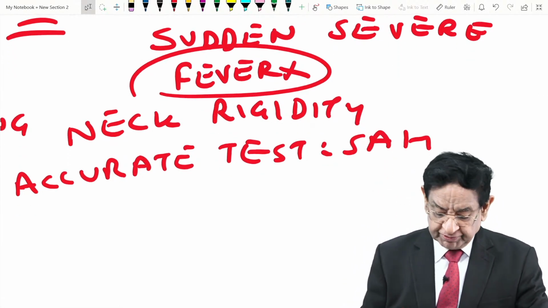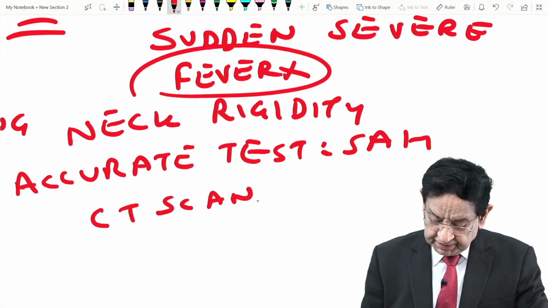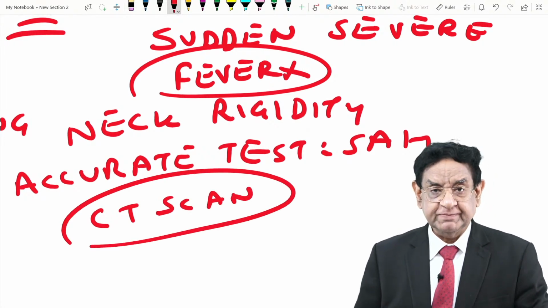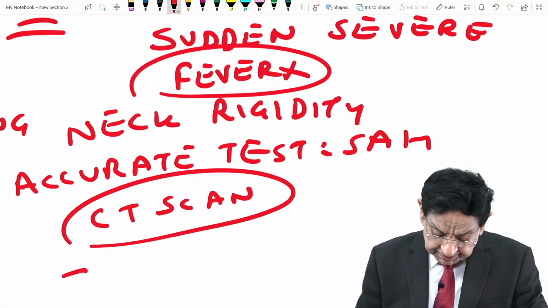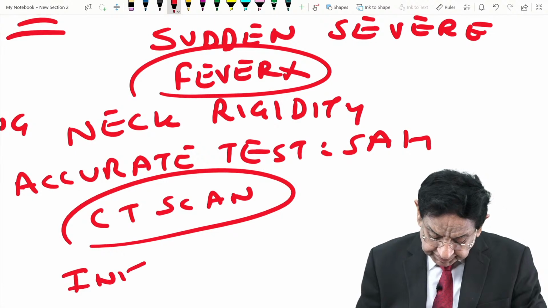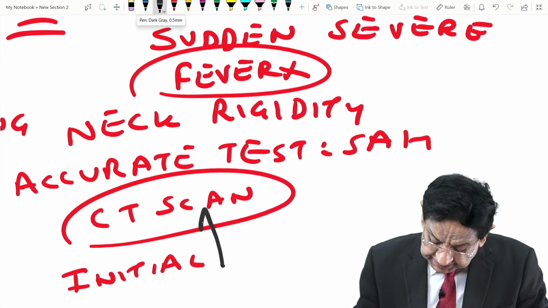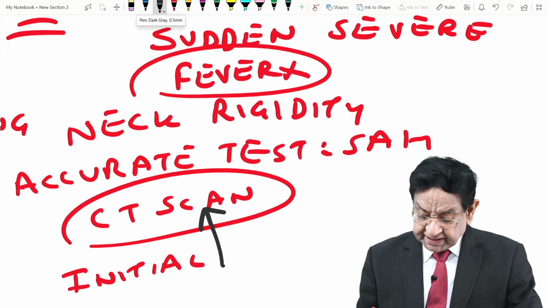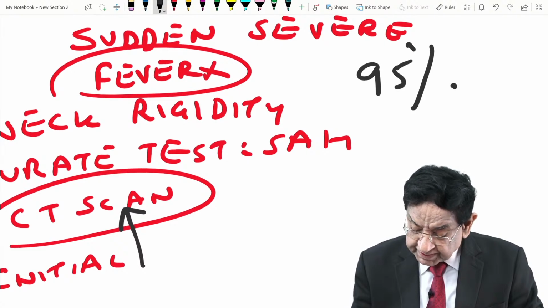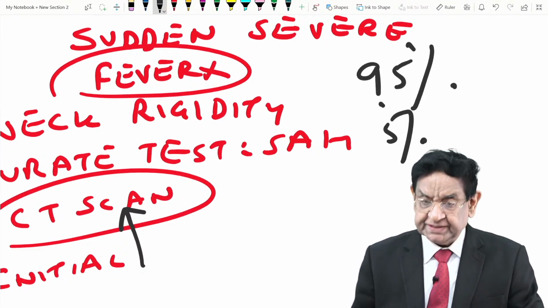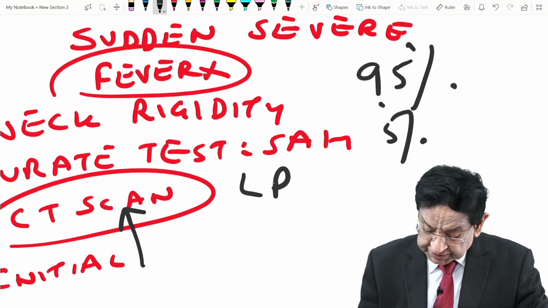Well, I'm sure you must have written the CT scan. This is the most common wrong answer. If they ask what is the first initial test, then the answer is CT scan. CT scan is positive in around 95% cases. In 5% cases, CT scan may be normal. In that case, you go for lumbar puncture.